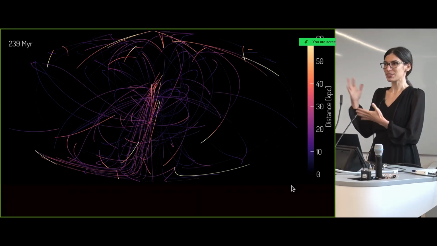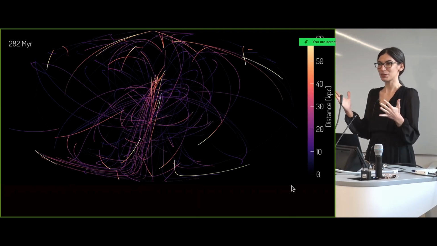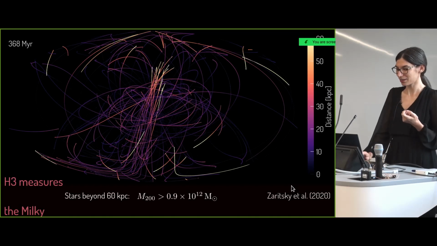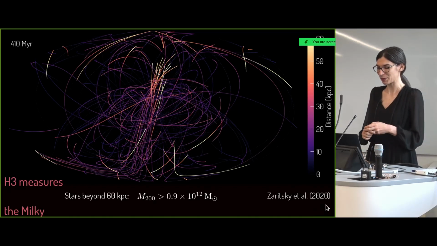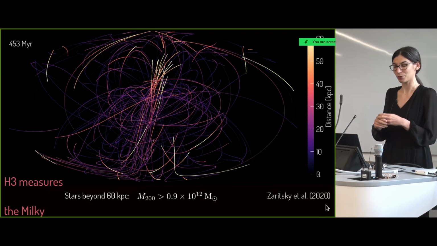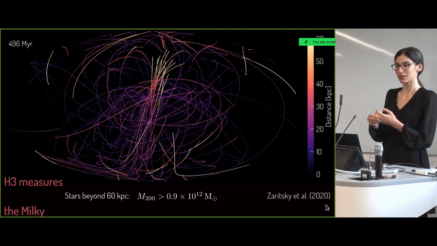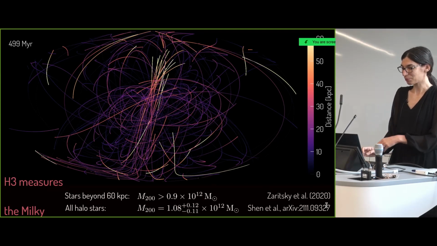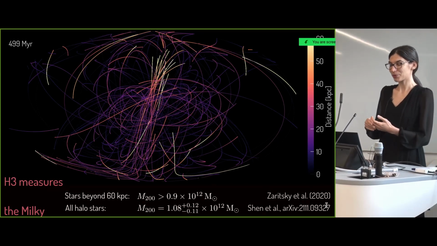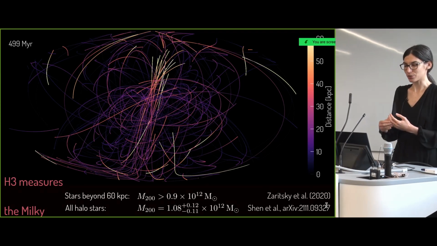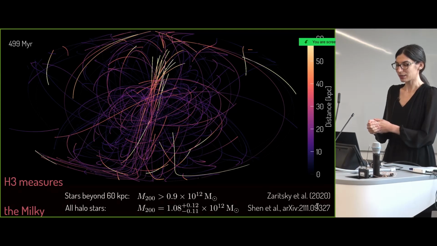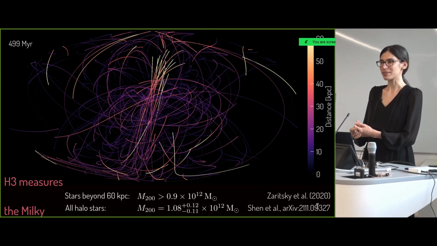And so the very first thing that we did with the survey is estimate the total amount of mass in the galaxy from the motions of these stars. So this is the first paper by Dan Zaritsky, which put a lower mass limit on the Milky Way of 0.9 times 10 to the 12 solar masses. And then a couple of years later, we had a paper by Jeff Shen actually constraining the total mass of the galaxy to be something like 10 to the 12 solar masses.